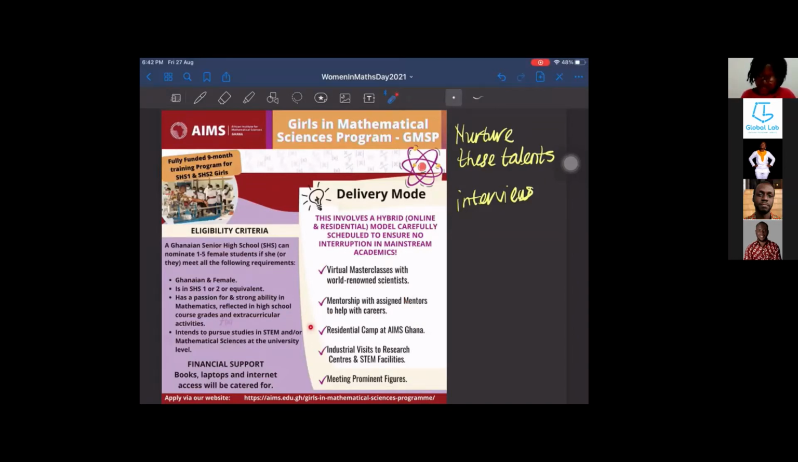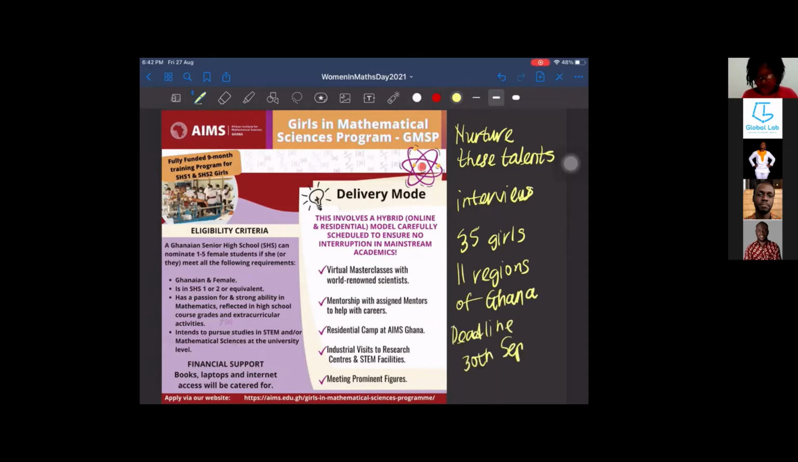Then during the Easter break and the long vac, they come to Ames, Ghana for residential camp. So during this camp, we have mini courses for them. We have industrial visits, and they also get to meet prominent people. So last year we started with 35 girls from 11 regions of Ghana, which I think is great. And this year we've opened it. The deadline is 30th September. So if you know anyone who is interested, please pass this on.